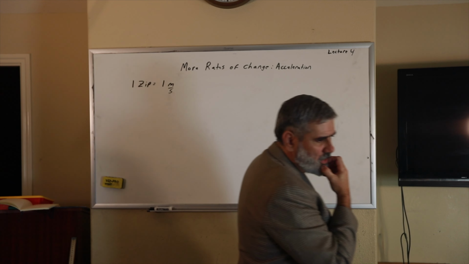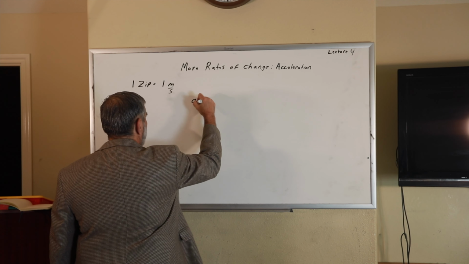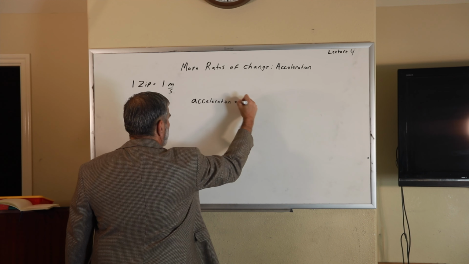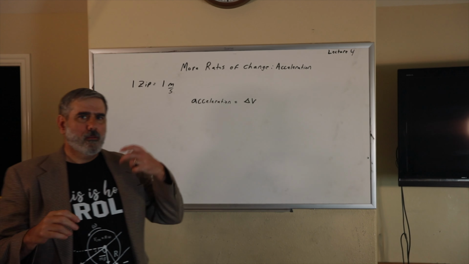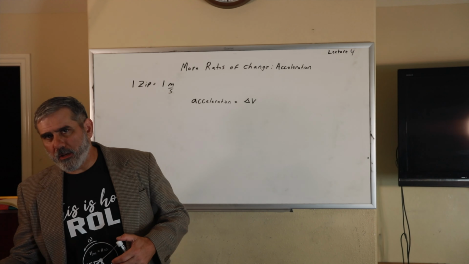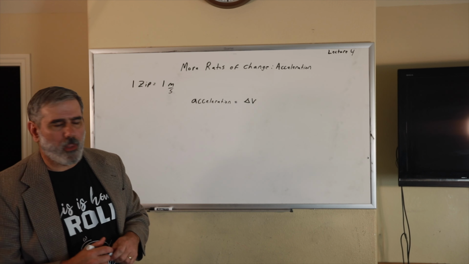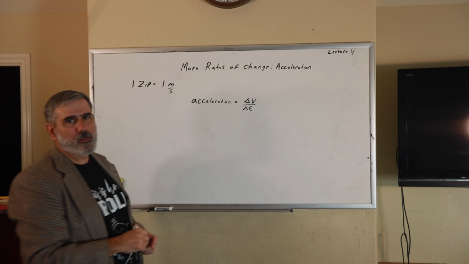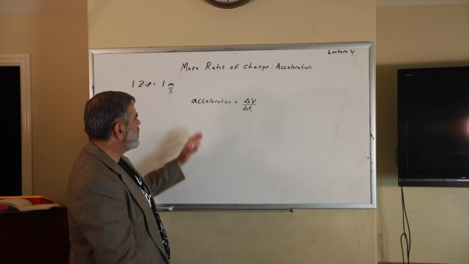And the acceleration is the rate of change of velocity. So I'm going to write this down. Acceleration is equal to delta V, which is just measure a final velocity, measure an initial velocity, take the difference between them. That's the delta V, the change in the velocity, divided by the time interval over which that occurs. So t sub f minus t sub i, and that will be our acceleration.